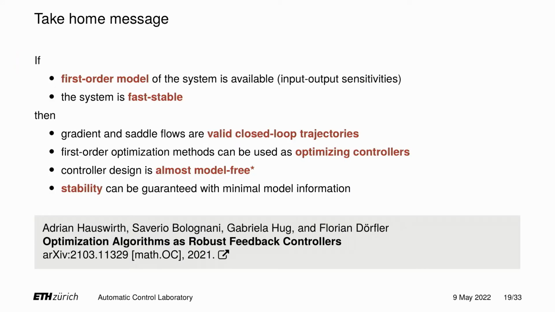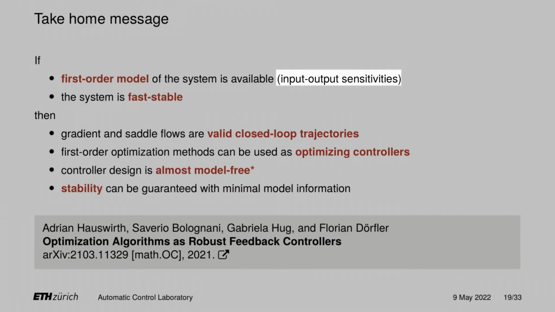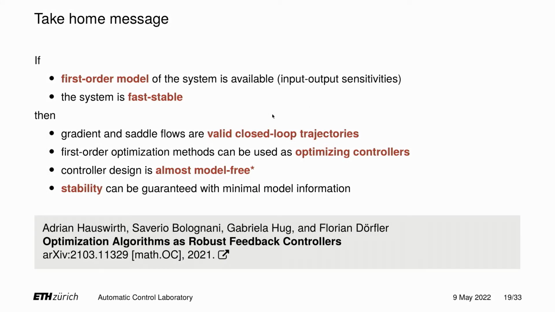Okay, so the take-home message for the first part is that if the first-order model of the system is available, so these input-output sensitivities, and if the system is stable, then first of all, the gradient or saddle flow trajectories are valid closed-loop trajectories. So that's what you could try to achieve, right, from the closed-loop system: to see the gradient flow happening in the system. You can just take first-order optimization methods and use them as optimizing controllers. This control design is almost model-free, and the star here comes from these input-output sensitivities, right?